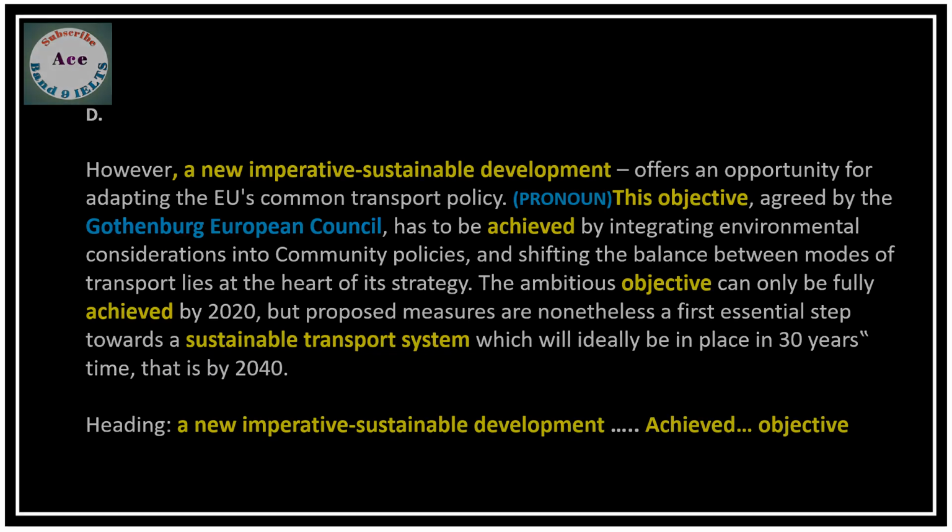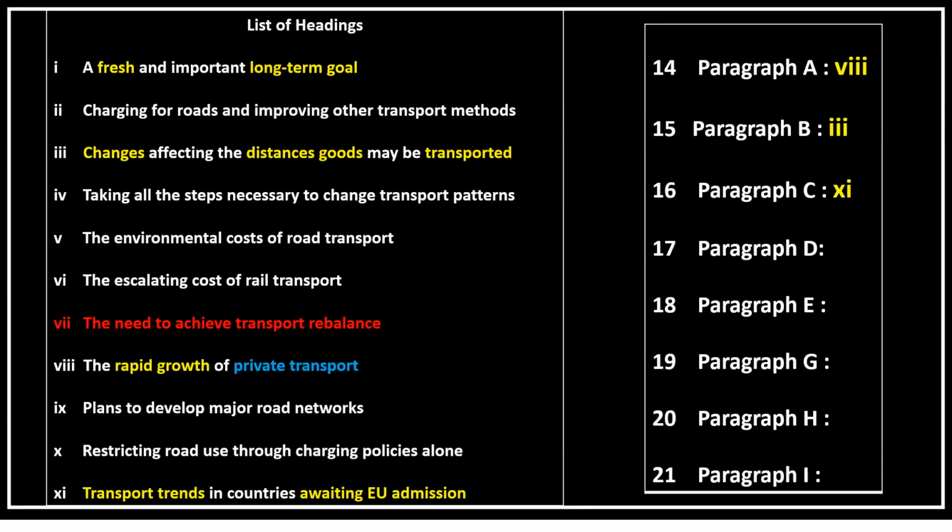Which option has sustainable, or which option has a synonym of sustainable development? The first option says a fresh and important long-term goal. A sustainable objective and a long-term goal, both are synonyms. Similarly, the keyword fresh in the first option is a synonym of new. Thus, for the fourth paragraph, the right answer is the first option.